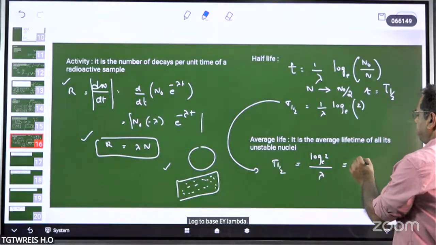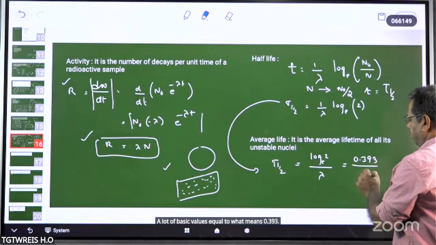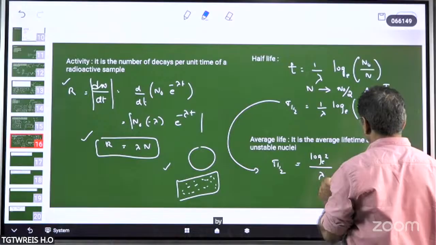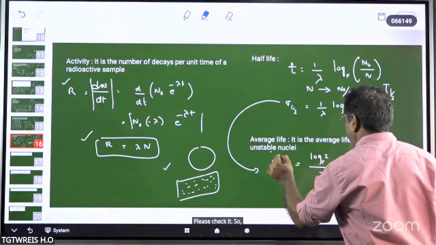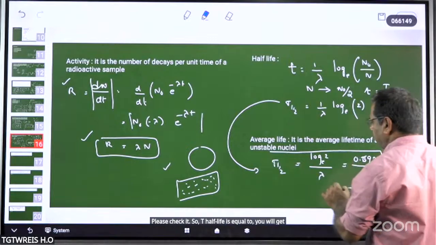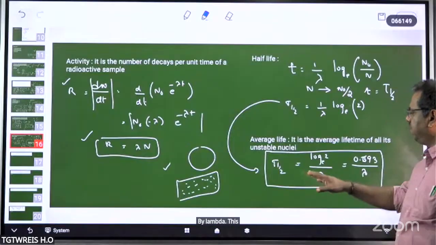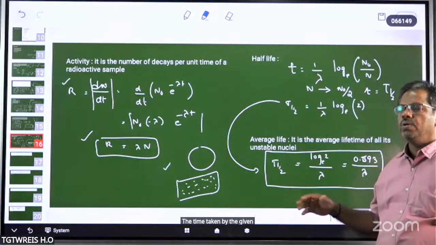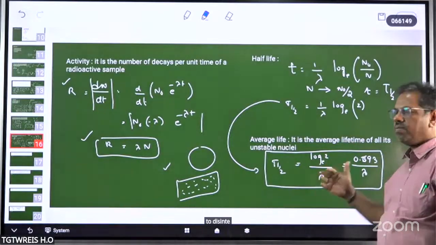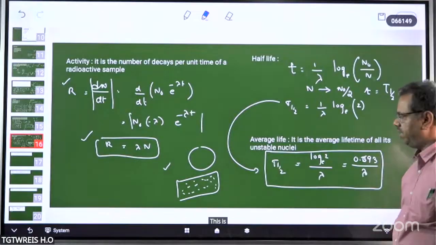Log 2 base e value is equal to 0.693 by lambda. 393 or 693, you please check it. So half-life is equal to log 2 base e by lambda. This gives the time taken by the given sample to disintegrate half of the nuclei in the given specimen. This is very, very important.